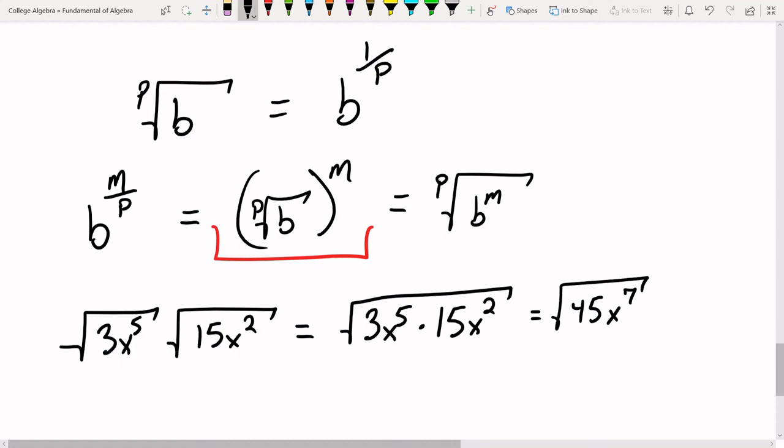Now we can simplify this, I think in a much easier way. 45 is 9 times 5. 9 is a perfect square. So we have 9 times root 5. And now I can show you the other method for solving the square root of x to the 7th.